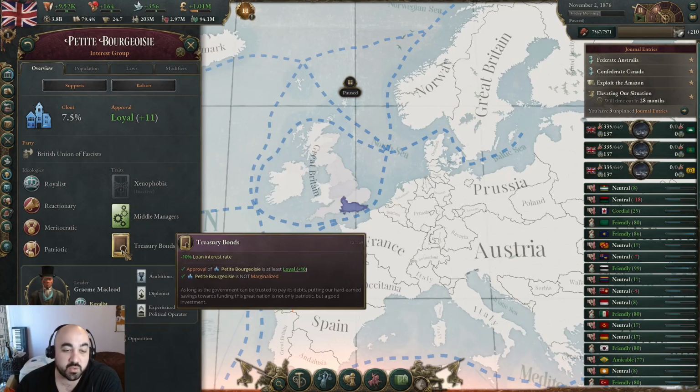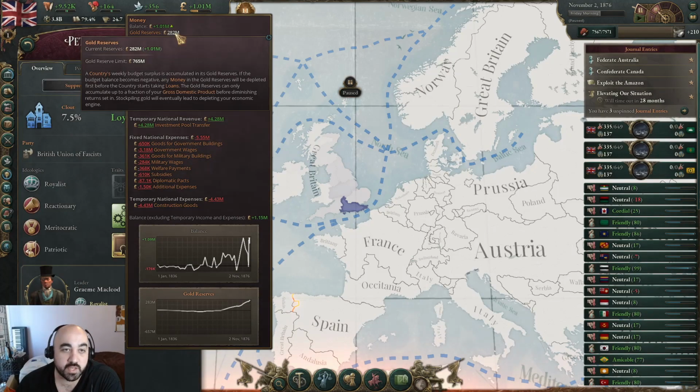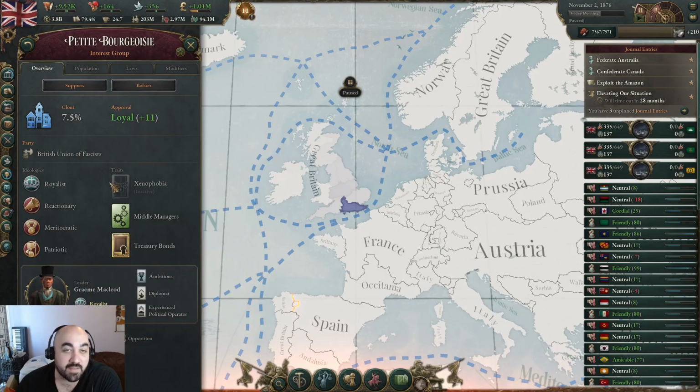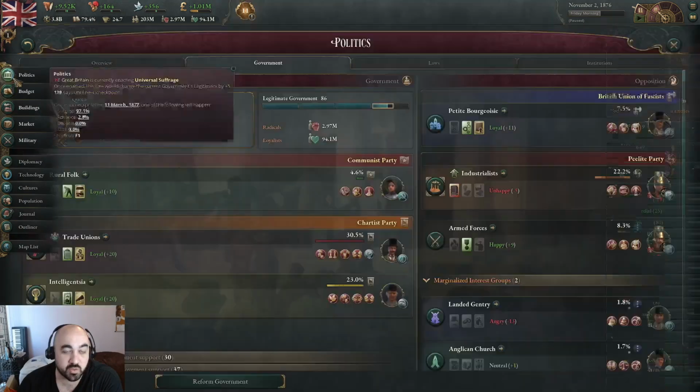Deficit spending is really powerful if you can stack this minus loan interest rate modifier. Well, so we have gold reserves equal to 282 million. That means we would have a credit line of around 800 million in this country. You can just spend really, really deep into your credit and not have to suffer too big a penalty. You will pay interest, but this interest is decreased by the loan interest rate. It'll be decreased by 20% if the petite bourgeoisie is powerful.